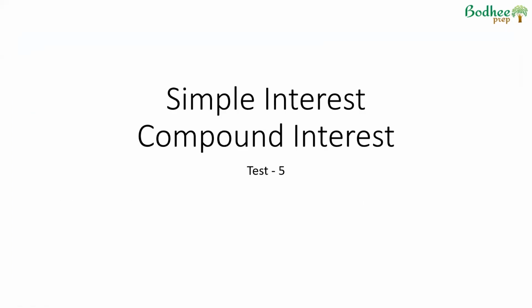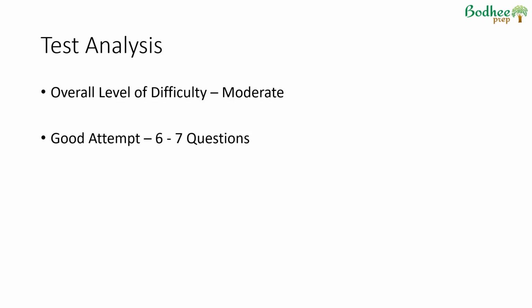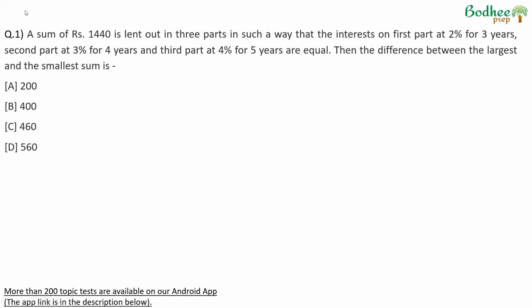This topic test specifically is simple interest, compound interest based. Test number 5, as mentioned in the app. Overall, this test was probably of moderate, maybe easy to moderate, level of difficulty. 6 to 7 questions out of 10 would have been attempted in this test, and the attempt time would be somewhere between 21 to 24 minutes. The questions to be attempted were not very high in calculation, and therefore 21 to 24 minutes is the attempt time. If you look at the questions individually, this is question number 1.